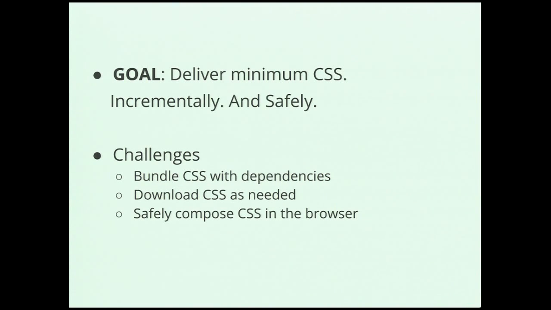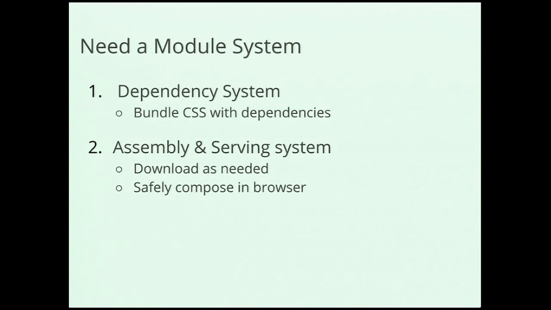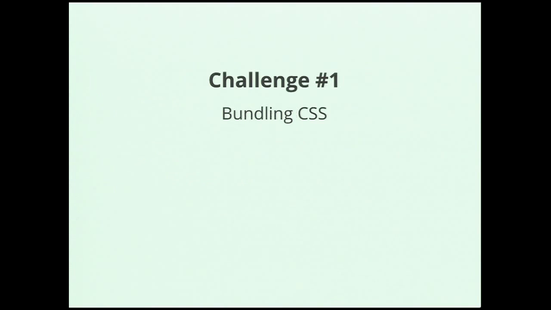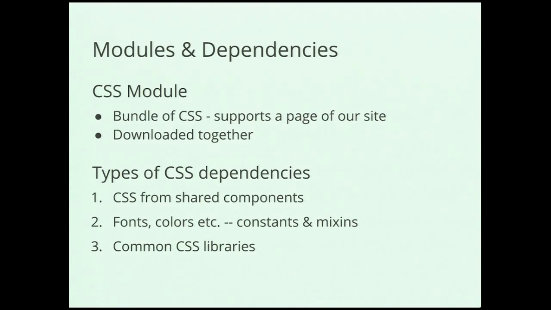A recap of our goal here is just deliver the minimum amount of CSS, do it incrementally and safely. And the challenges here are bundling the CSS with its dependencies, downloading it as needed, and safely composing it. So we are essentially saying we need a module system. Because bundling CSS with deps is really what a dependency system does. And downloading and composing is what an assembly and serving system does. So let's look at each of these challenges, starting with the first one.